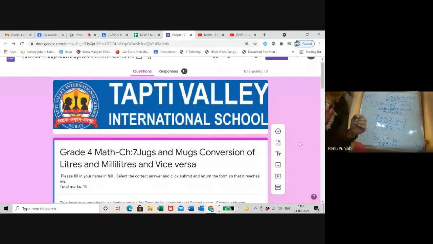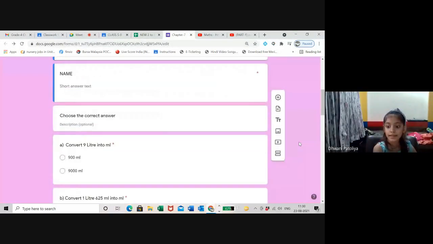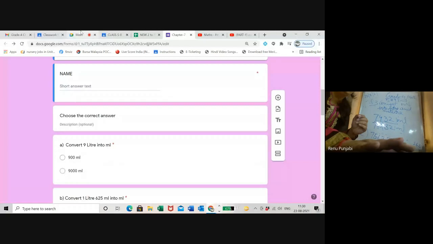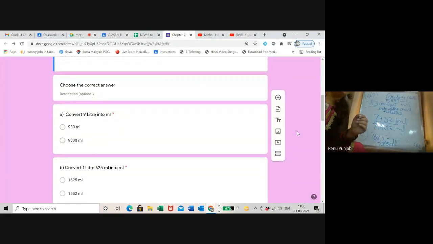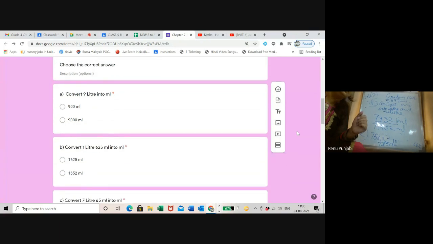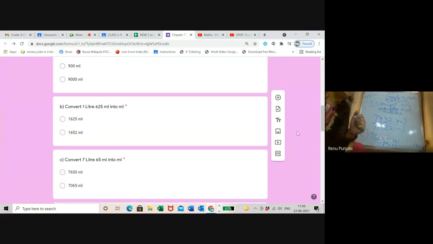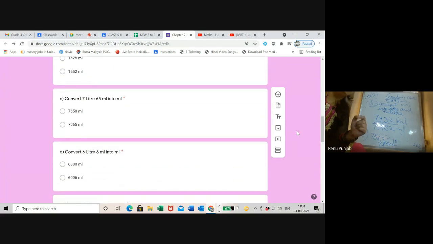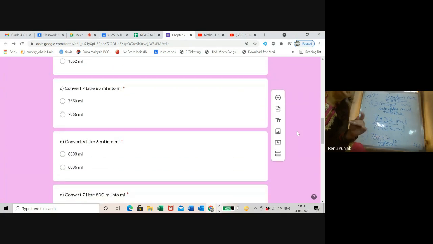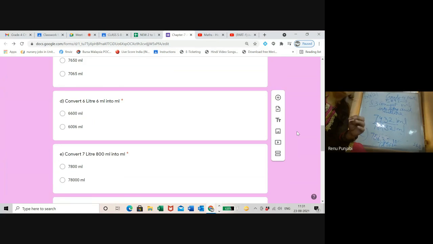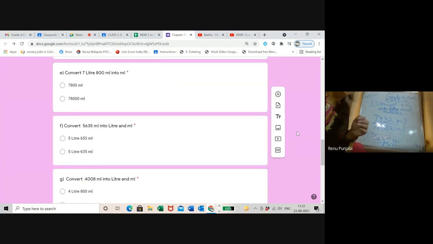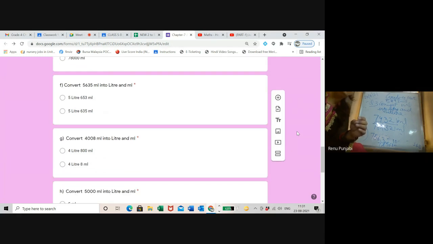So I'm going to present this and show you the Google form which I have sent. Ma'am, can we start it? Yes, please start. 9 liter equal to how many milliliters? Convert 1 liter 625 milliliter into milliliter. Convert 7 liter 65 milliliter into milliliter. Convert 6 liter 6 milliliter into milliliter. Convert 7 liter 800 milliliter into milliliter. Convert 5635 milliliter into liter and milliliter. Convert 4008 milliliter into liter and milliliter.